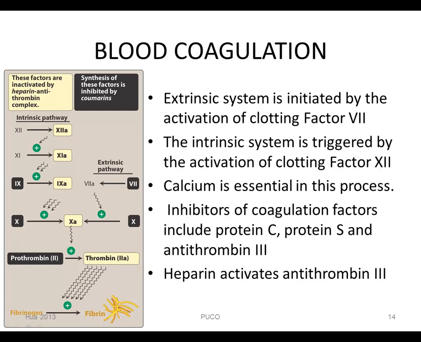Endogenously, there are several inhibitors of coagulation factors, including protein C, protein S, antithrombin 3, and tissue factor pathway inhibitor. The mechanism of action of several anticoagulant agents, including heparin and heparin-related products, involves activation of this endogenous inhibitor, primarily antithrombin 3.